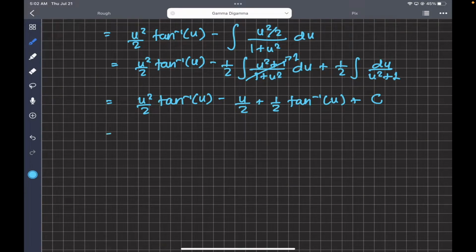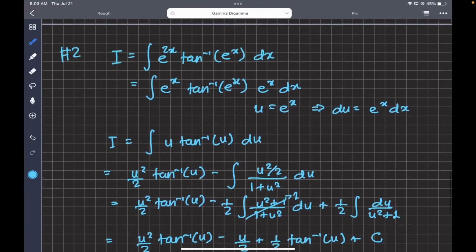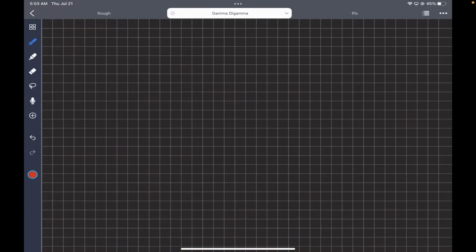Now we can just back substitute u as e to the x, so we have e to the 2x plus 1 over 2 times the arctangent of e to the x minus e to the x over 2 plus c. There we go. That wasn't too bad, was it? Question number 3 now.